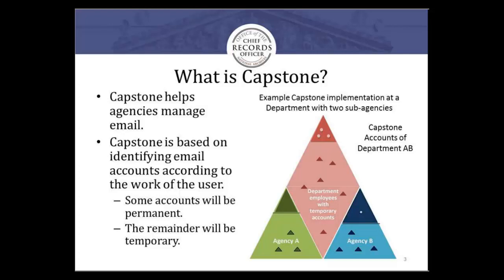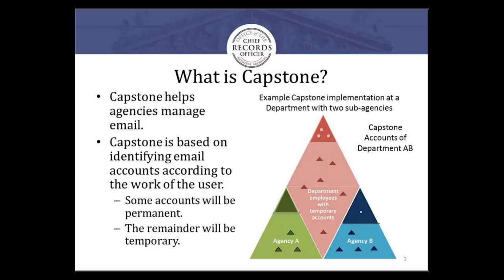With Capstone, an agency or department captures all of its email. Then by drawing a line near the top of the organization, the agency identifies where the permanently valuable emails of the senior officials reside. Agencies would eventually transfer the emails from these accounts to the National Archives. In this representation, all of the emails at the top of the pyramid, in the dark red area, would be captured for permanent preservation.